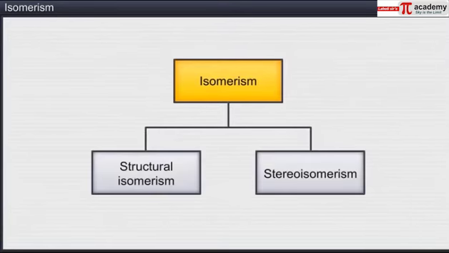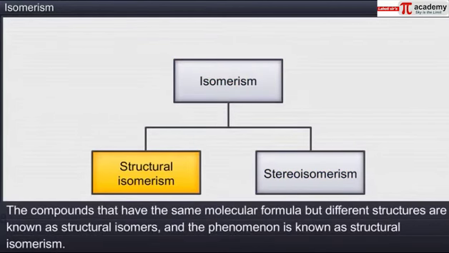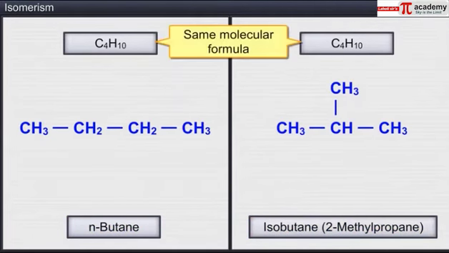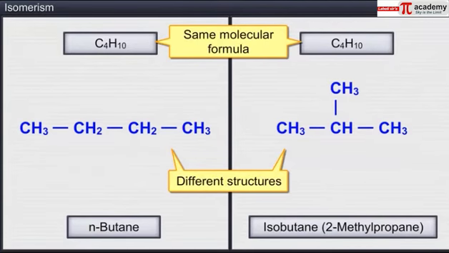Isomerism can be of two types: structural isomerism and stereoisomerism. The compounds that have the same molecular formula but different structures are known as structural isomers, and the phenomenon is known as structural isomerism. For example, in n-butane and isobutane, the molecular formula is the same but their structures are different. Thus, they are structural isomers.